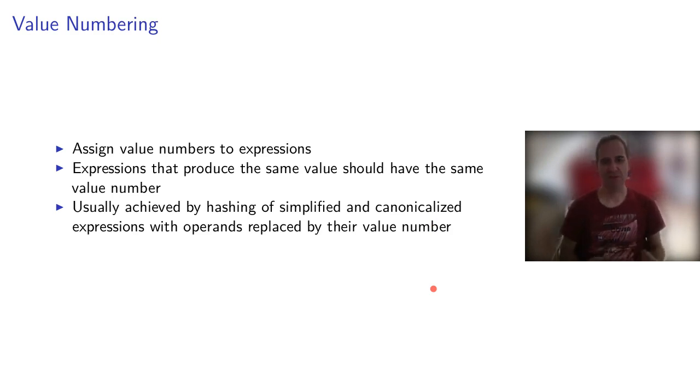So value numbering is a process that assigns value numbers to expressions. What it means is that expressions that produce the same value should have the same value number. Usually that's achieved by something like hashing of simplified and also canonicalized expressions when their operands are replaced by the value number. So what is this all used for?